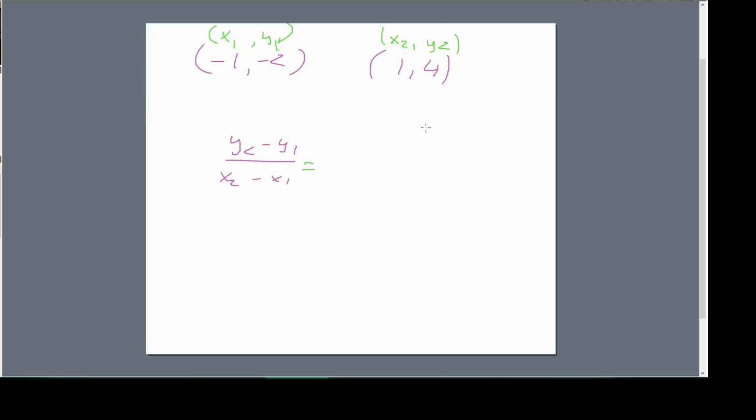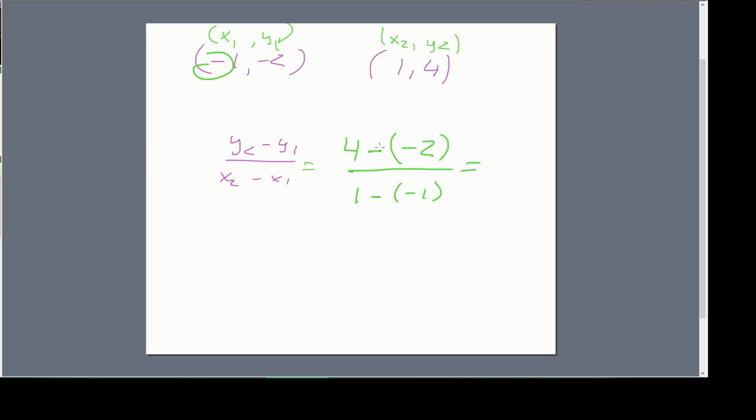So y2 is 4. And then I'm going to do minus. Now this is where we have to be careful. y1 is -2, so make sure you copy it as -2. Over x2, so I'm going to have 1 minus, now be careful, -1. If you omit this negative sign, you're going to end up dividing by 0, and you're going to have an undefined slope. That's fine, we can do that in these, but right now, let's not complicate it. Let's make sure that we're carrying over our negative signs when doing this.